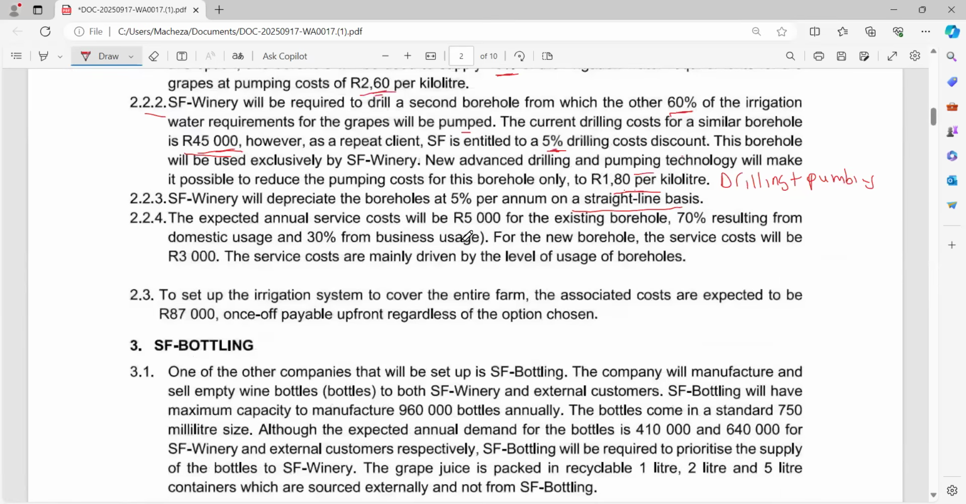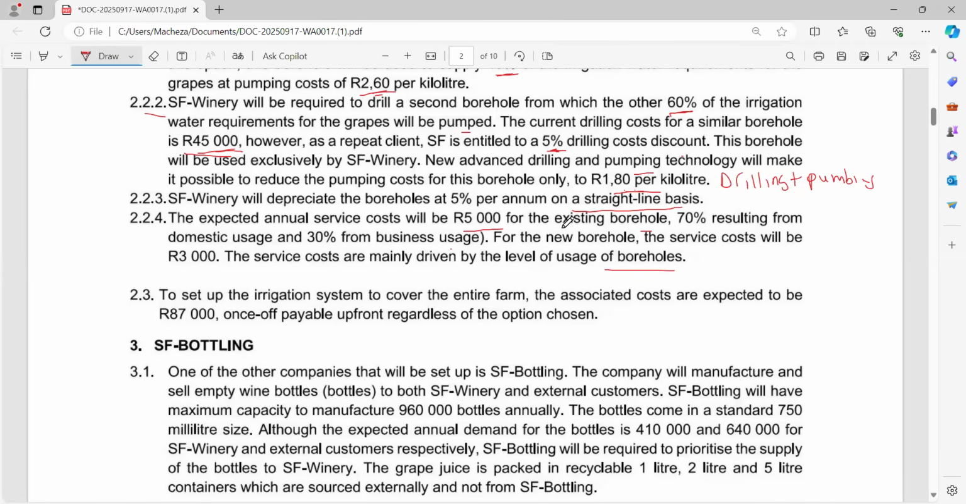Okay, so we are here. The expected annual service cost will be 5,000 for the existing bore, and 70% resulting from domestic usage and 30% from business usage. For the new bore, the service cost will be 3,000. The service costs are mainly driven by the level of usage of bores.